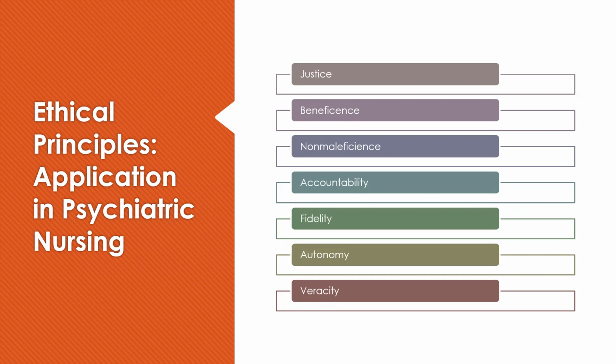It is also important that nurses hold themselves accountable for their actions and that we practice fidelity. So fidelity is doing what we say we're going to do. This is really important in psychiatric nursing because a lot of our patients may have had relationships or situations that have made it hard for them to trust others. And they may bring that into the healthcare setting and they may have a hard time trusting the nurse.